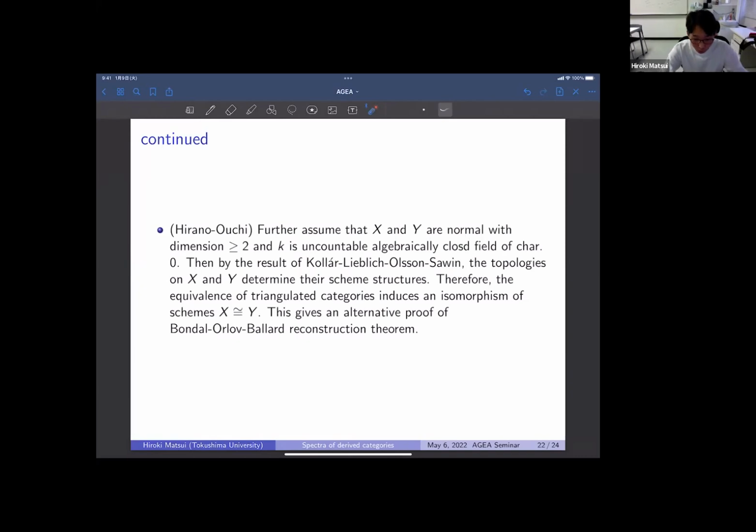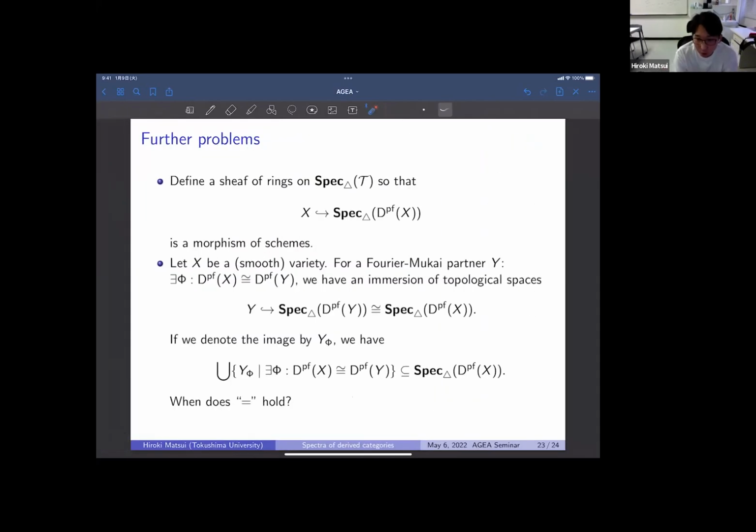Okay, so I will finish this talk by introducing further problems about this topic. The first problem is to define structure sheaf rings on the triangular spectrum. As I explained in the introduction, the TT spectrum has a locally ringed space structure. So it is natural to ask whether we can define a structure sheaf on this topological space such that this inclusion is a homeomorphism and this inclusion is a morphism of schemes. This is the first problem.